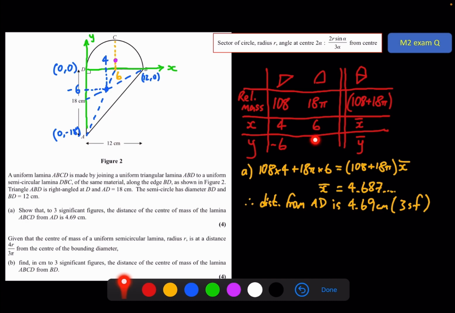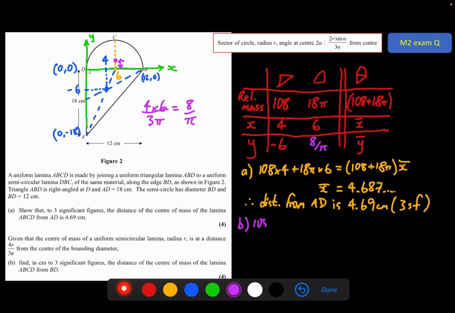Using that, we're going to find this missing number here, the y-coordinate of the center of mass of this semicircle. So we've got 4 times r, which is 6, divided by 3 pi, gives us 8 over pi for this distance here. Now we do the same thing as we did in part A. This times this plus this times this equals this times this.